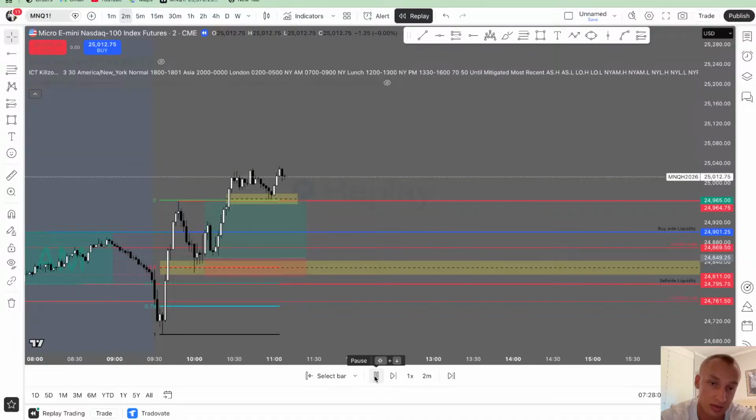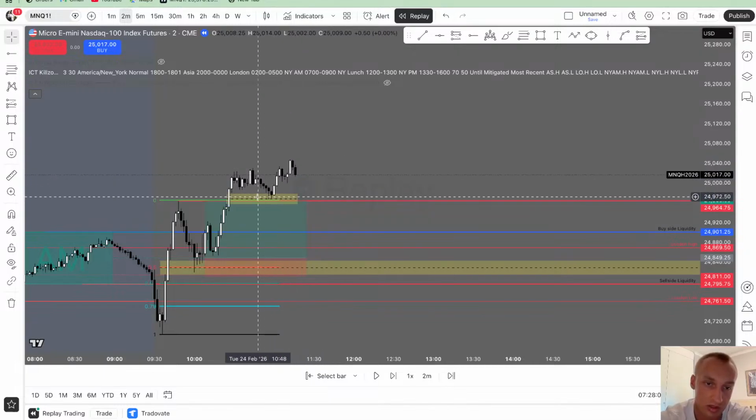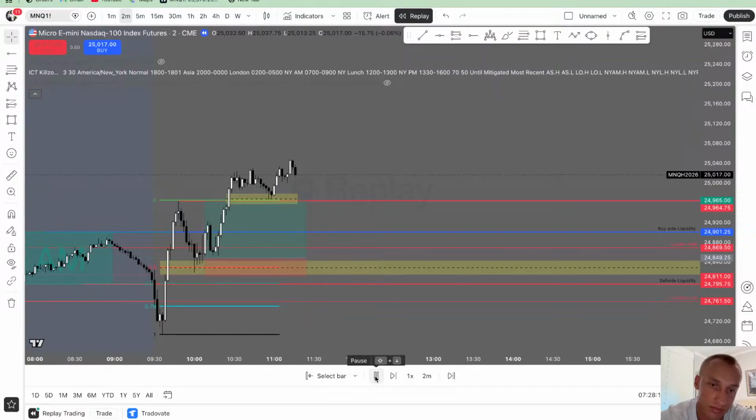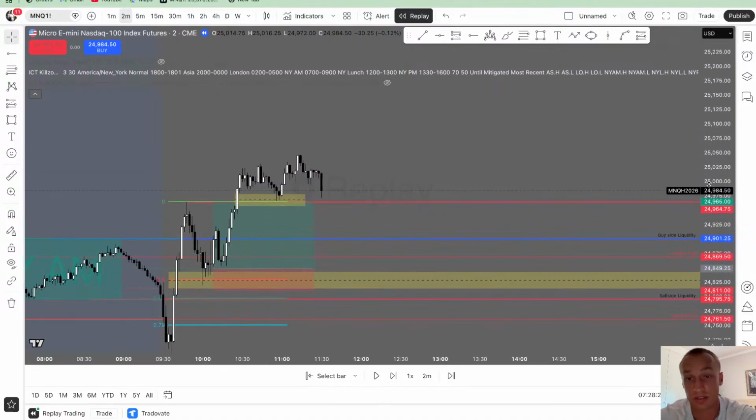I just like this because sometimes it goes up. So now once that initial run happens, I'd move my stop loss up just before that fair value gap. Yeah, alright, we got stopped out. Well, that was a nice 3-to-1 ratio. Those are my two models.